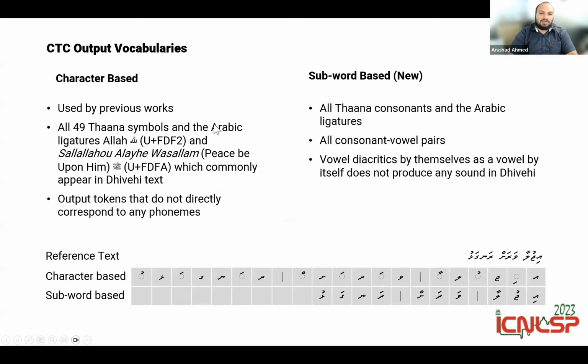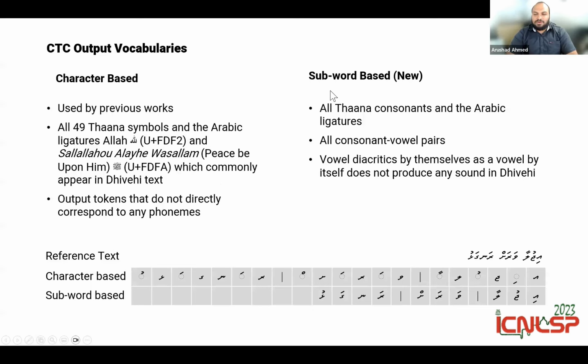Additionally, they used two Arabic ligatures that commonly appear in Dhivehi text. However, this character-based output tokens do not directly correspond to any phonemes, as a vowel or consonant by itself doesn't produce any sound in the language, as mentioned before.